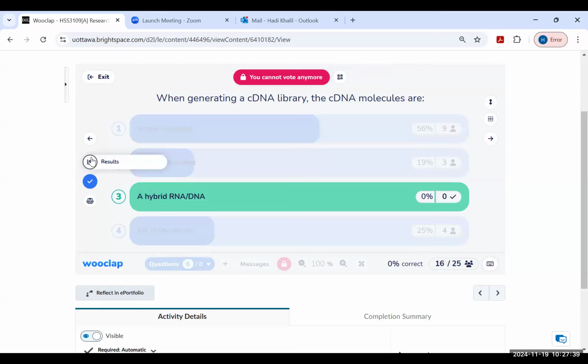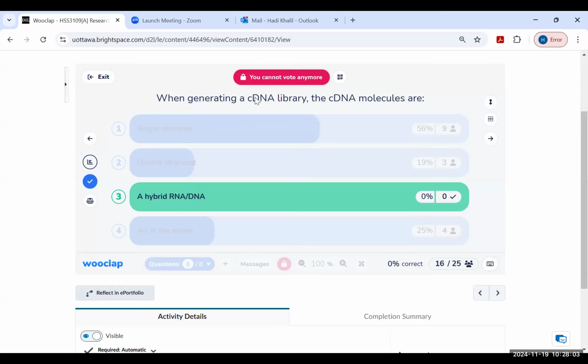Okay. What do you think about the answer? Is it a hybrid or is it single-stranded or double-stranded? This is a mistake. Sorry. This is double-stranded. It's not a hybrid. So again, the way I put the question, I know it's intentionally made to be confusing.